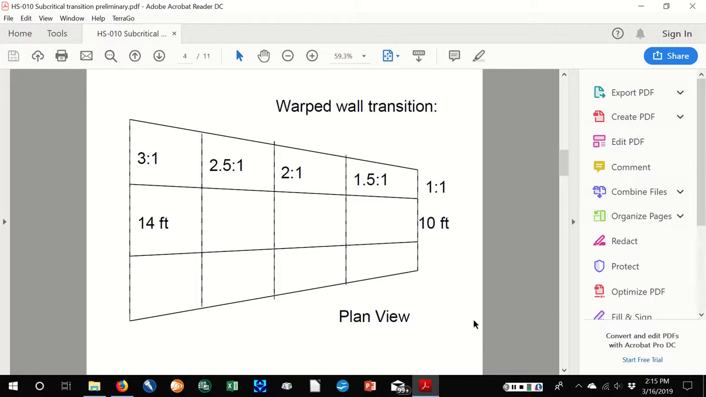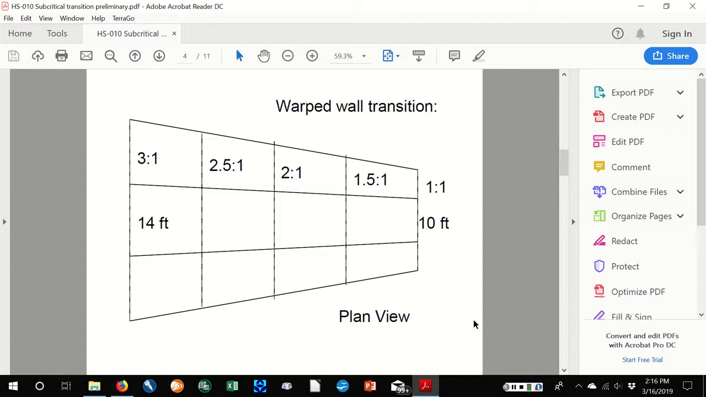If you look at a plan view of a warped wall transition, you'll notice we are transitioning between two trapezoids. The trapezoidal channel on the left has 3-to-1 side slopes and a 14-foot bottom width. The trapezoidal channel on the right has a 10-foot bottom width and 1-to-1 side slopes. I've drawn 4 vertical lines indicating moving about a quarter of the way through the transition.